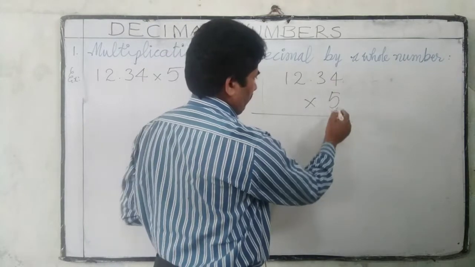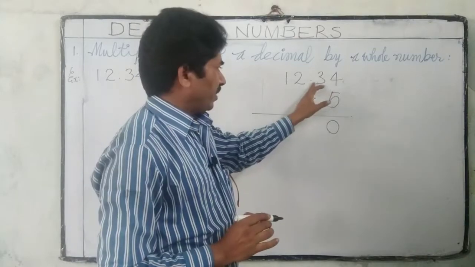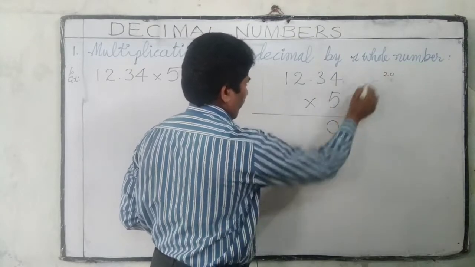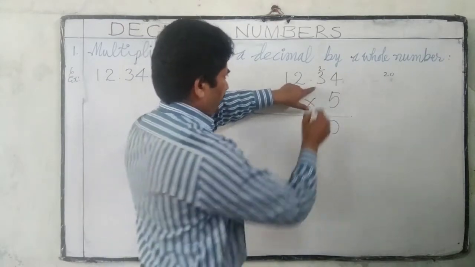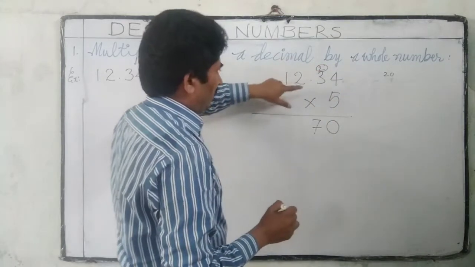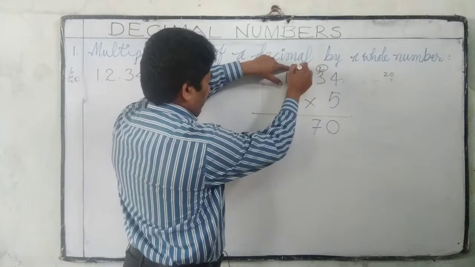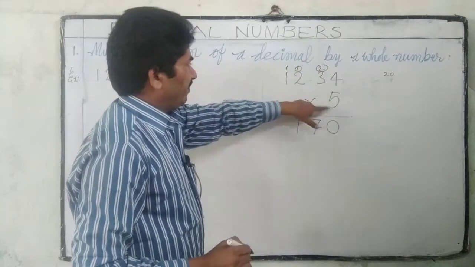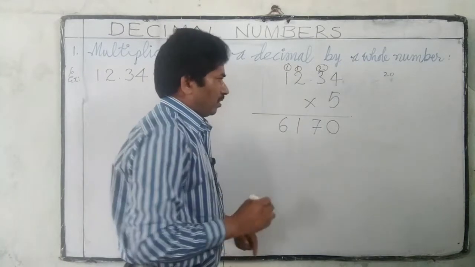5 4s are 20. Ignoring this decimal point. 5 4s are 20. 0 here. 2 carry. 5 3s are 15. 15 plus 2, 17. 7 here, 1 carry. 5 2s are 10. 10 plus 1, 11. 1 here, 1 carry. 5 1s are 5. 5 plus 1, 6.